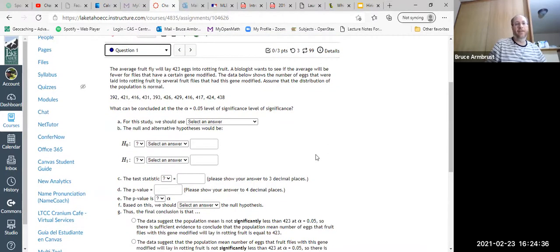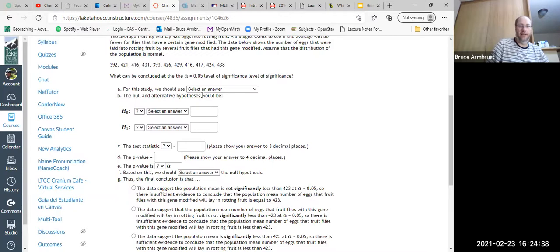All right. So let's just kind of work through this. So first it says, for this study, we should use a t-test for a population mean or a z-test for a population proportion. All right, which is it? Is this a mean or a proportion?